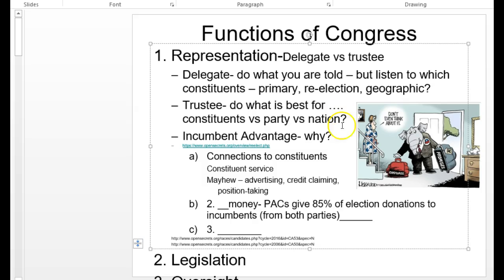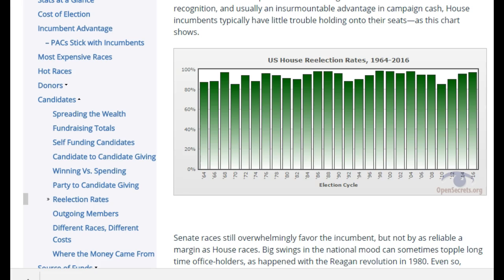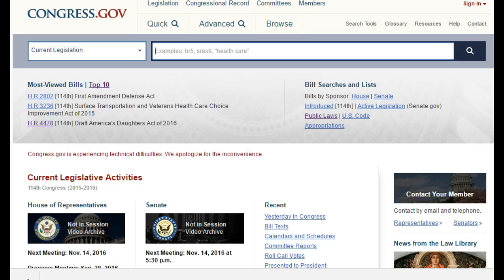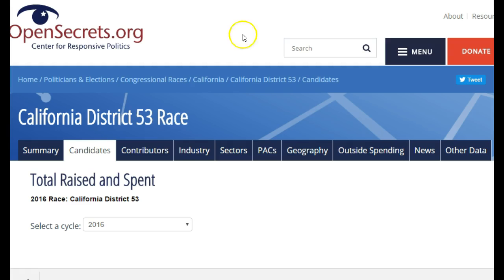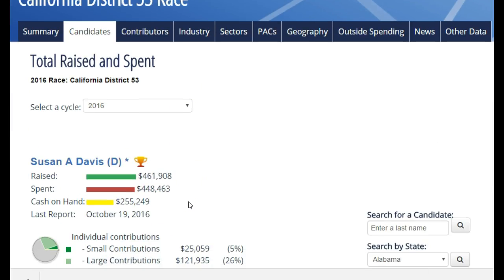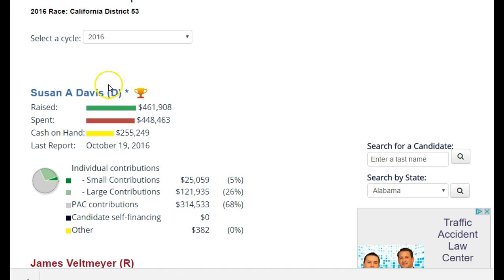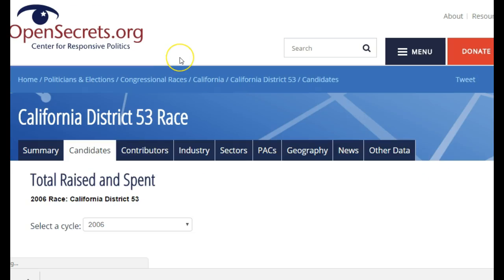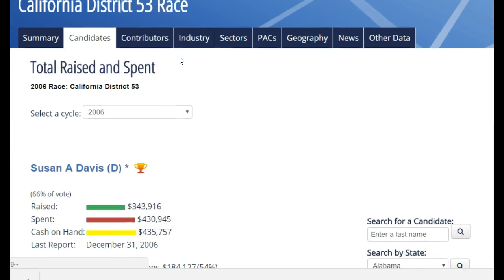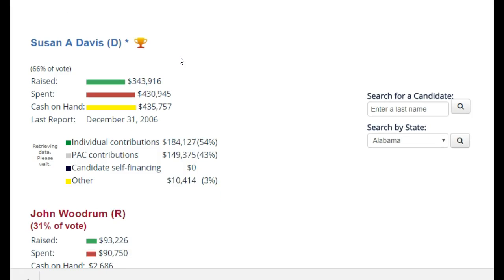big difference. Let me show you some data from opensecrets.org. First, I want to show you a race from 2006. We have 2 here to look at. 2006. Let me just flip this here. This is old data, but it doesn't matter. 2000, the very similar situation.